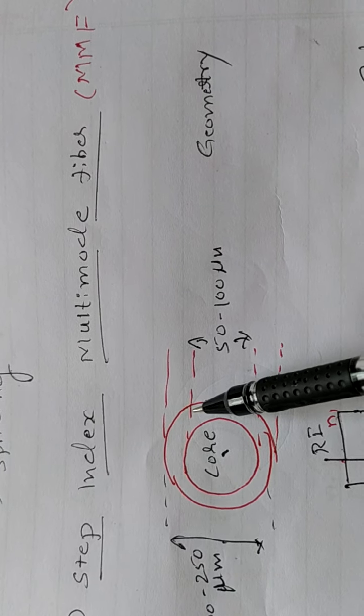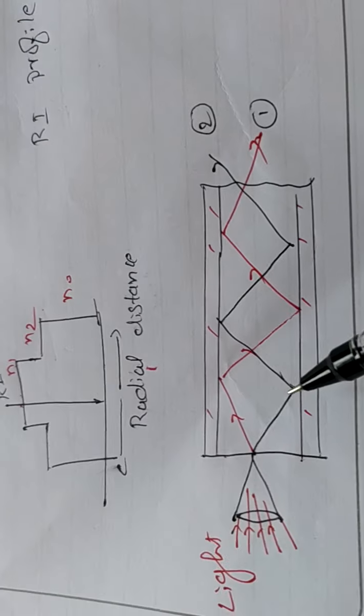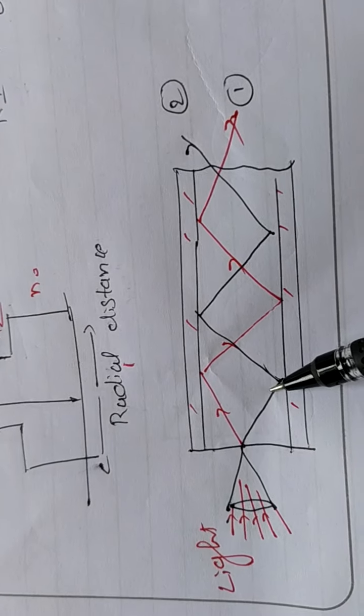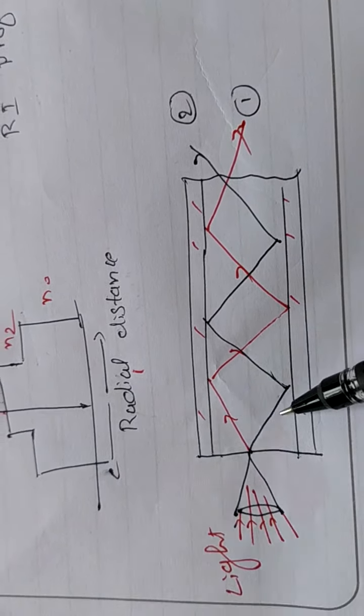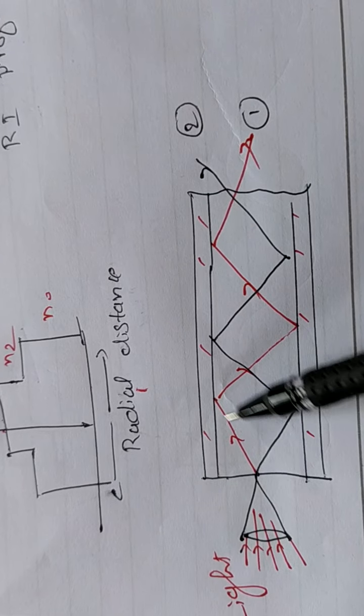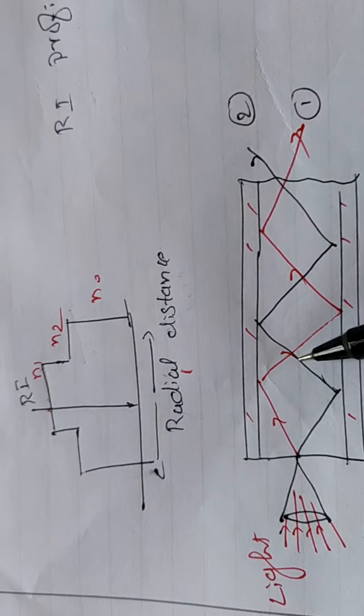Because of its wider core diameter, it can support many modes at a time. This is mode 1 and mode 2. For the sake of simplicity, I have written only 2 modes here. It can support hundreds of modes, many modes. More than 2 modes is called many modes.